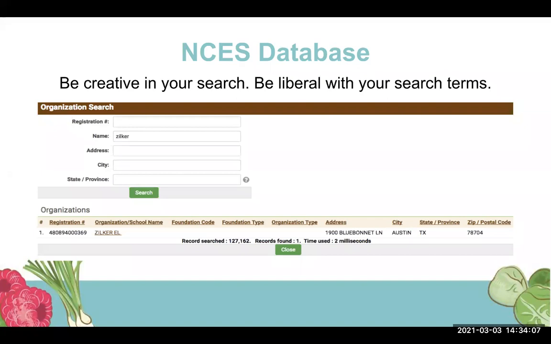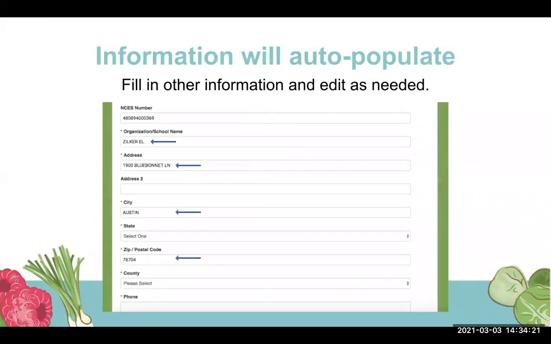And then once you find your school or organization, your school in this case, you'll be able to verify it's the right one because it'll populate the address for you. You can select it, and it will auto-populate much of the information for you. So it'll get all those details like your address, city, NCES number, name, but there will be additional fields at the bottom that you will have to fill in.